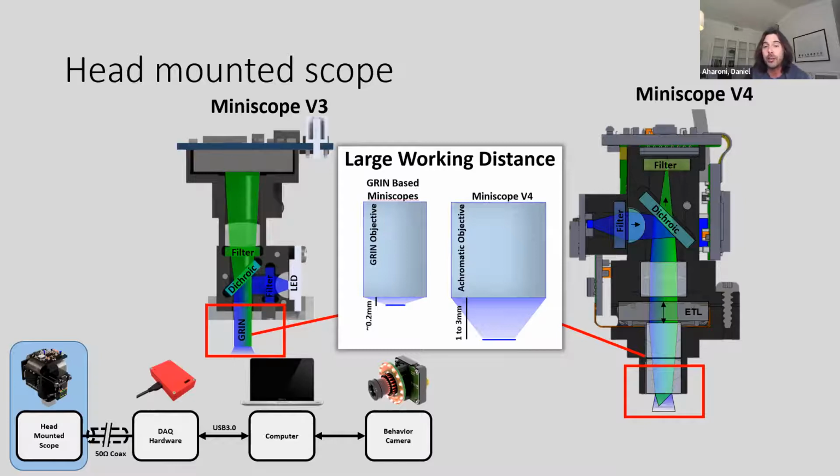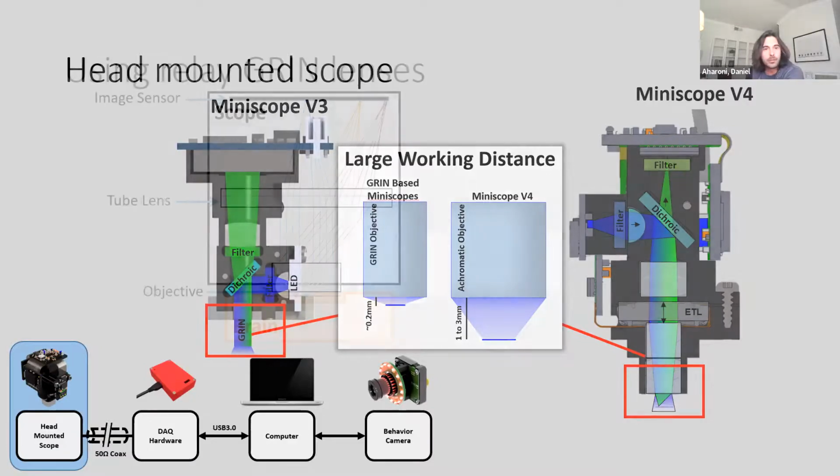These newer generation miniature microscopes can have a much larger working distance, which lets you do the same prep you would do for 2 photon imaging in cortex, which is just craniotomy and cranial window, and they can reach through all the glass of the cranial window and reach into cortex, which is really nice.